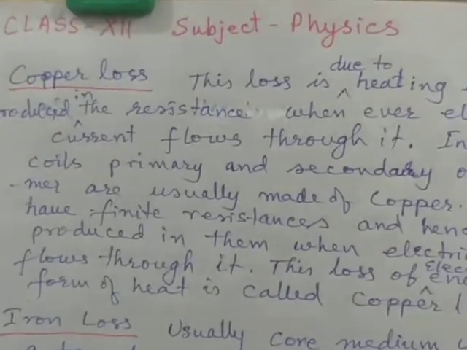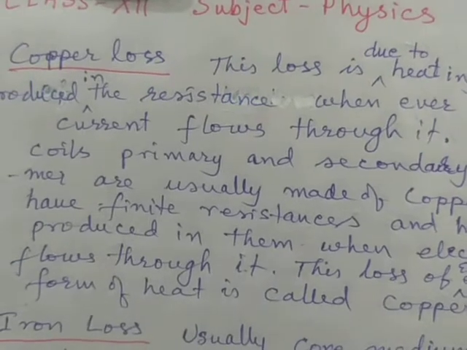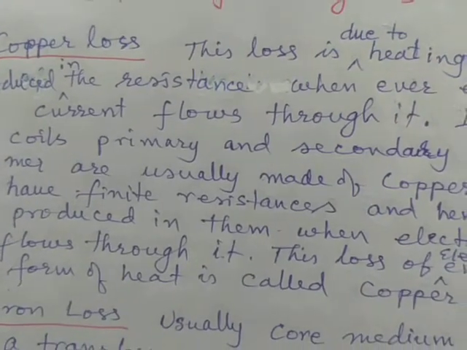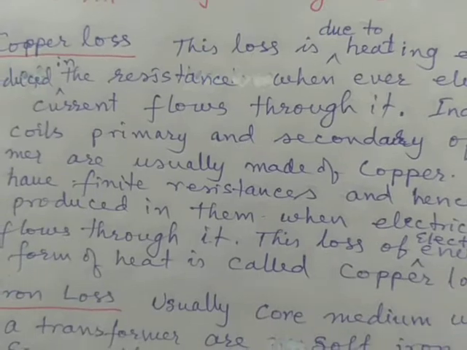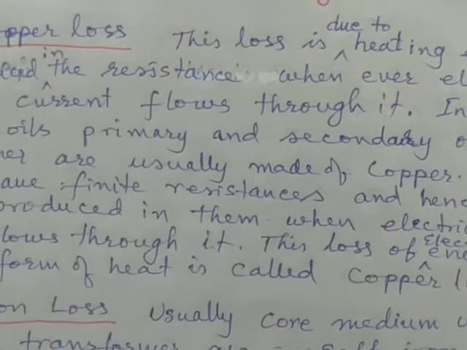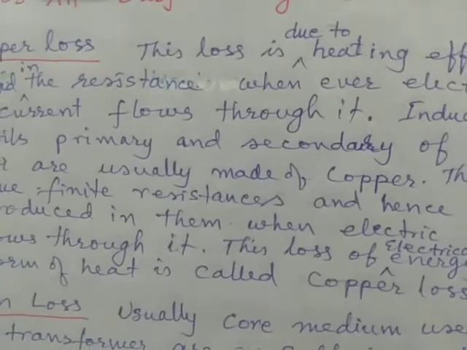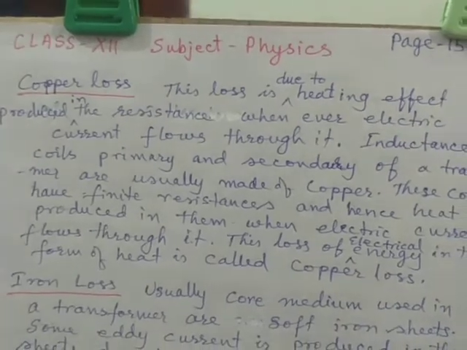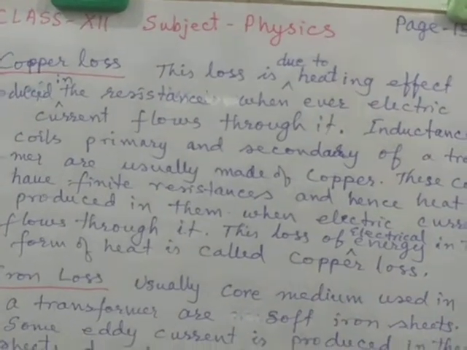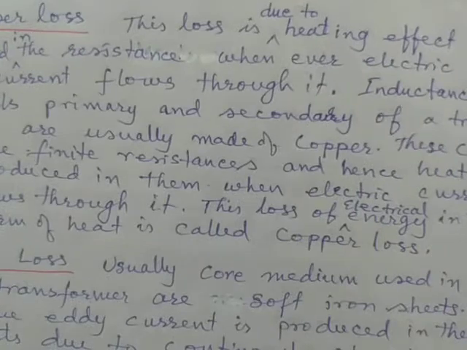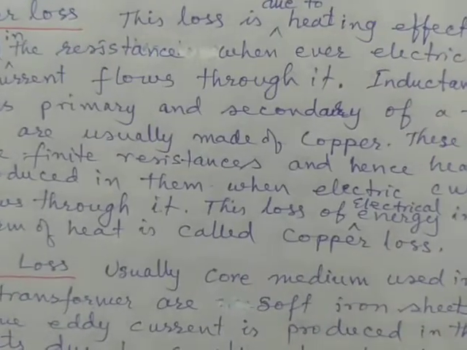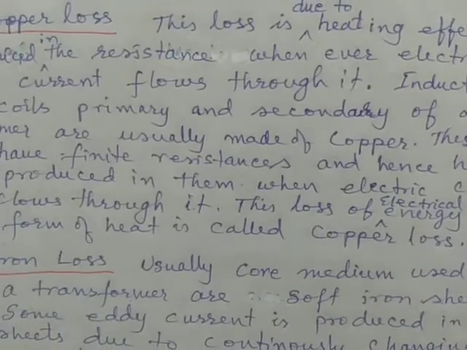Now what is copper loss? The transformer is made up of a pair of solenoids which are made of copper wires. Now these copper wires have some finite resistance, and as a result there is some loss of electricity in the form of heat. So this is called copper loss.